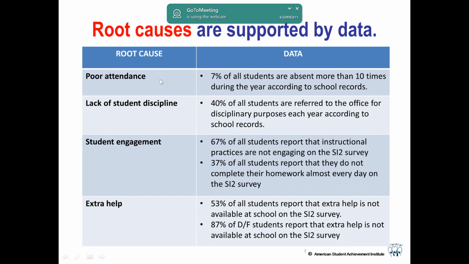And so then, as you're looking at this data, you might think, oh, that's too much. And so you have a root cause then. We are concerned about poor attendance. Next one, 40% of students are referred to the office for disciplinary purposes each year according to school records. We are concerned about the lack of student discipline. That's the root cause.